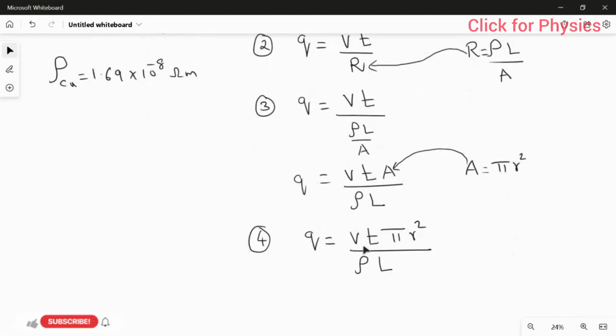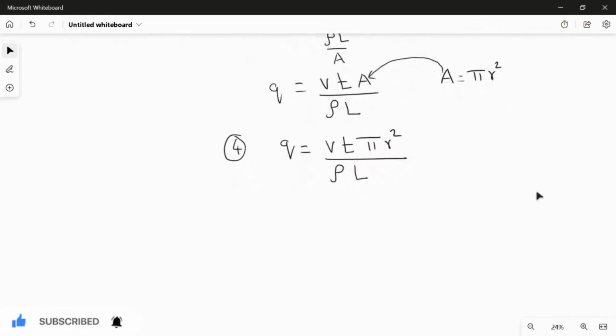Now you can see we have all the values right now. We have the potential difference which is set across the copper wire, we have the time value, and we have the radius of the copper wire. Also this wire is a copper wire, so we have the constant value, the resistivity of the copper, which is 1.69 multiplied 10 to the power of minus 8, and the length of the copper wire we have in this question as 1.5 centimeter. Now I'm going to substitute all the values to get the answer for the charge.